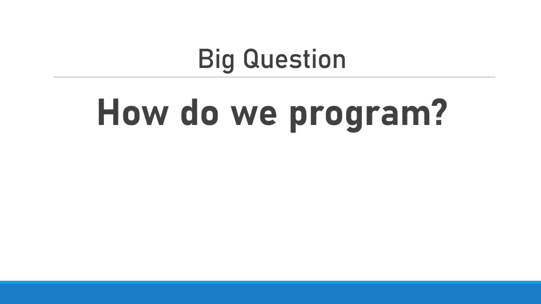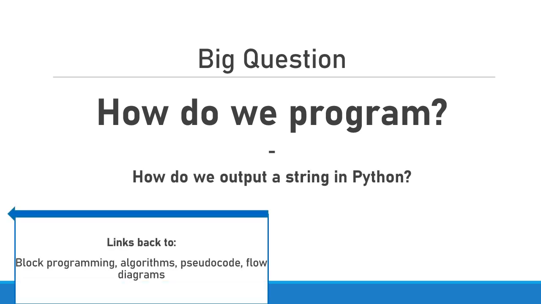Hi, Year 9. So today's big question is, how do we program? Now, this links back obviously to everything that we've done previously in the programming units of work in Year 7 and Year 8. But in Year 7 and Year 8, we've only been using something called block programming. So it's where we've clicked and dragged blocks of code into our coding environment to give the computer instructions on what it needs to do.